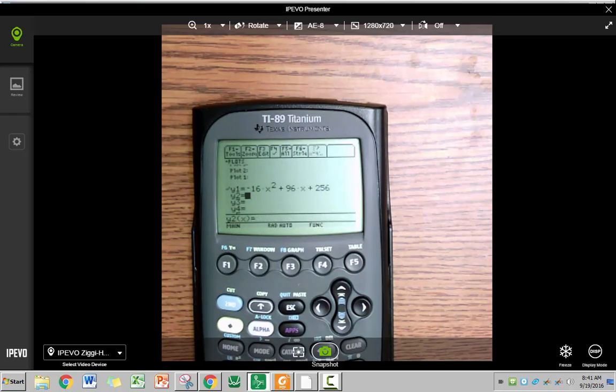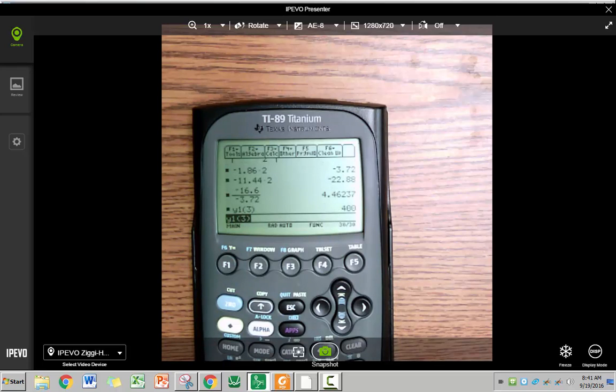Right? And the velocity was negative 32x plus 96. And obviously the acceleration is negative 32. We may not ever use this for these problems, but okay. All right, so we're going to go home. And we want to know the position at 3. So we want y1 of 3, because we always put the position function in y1.